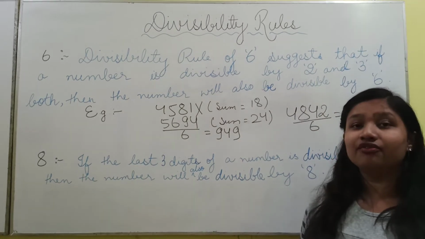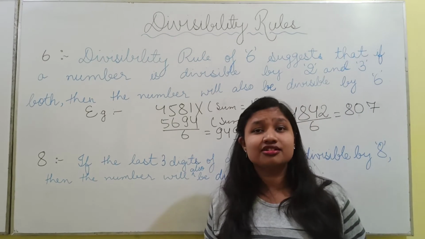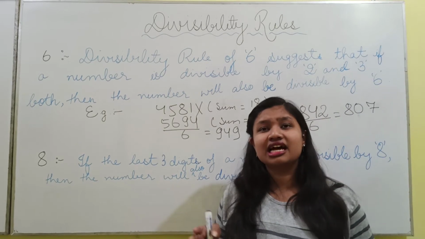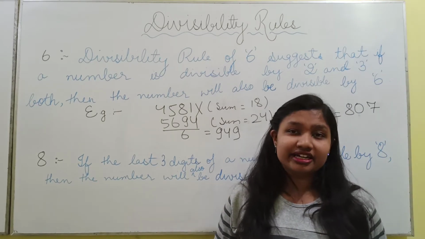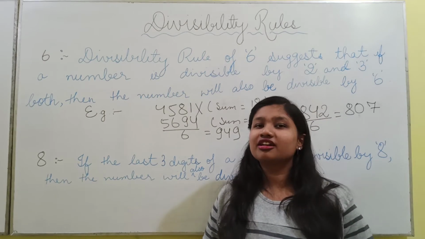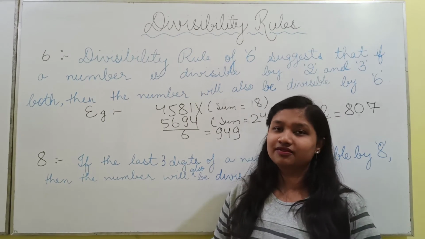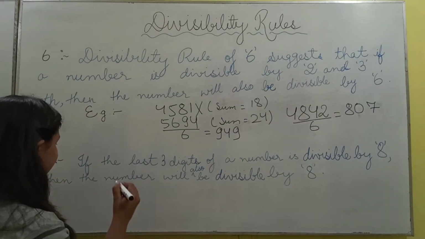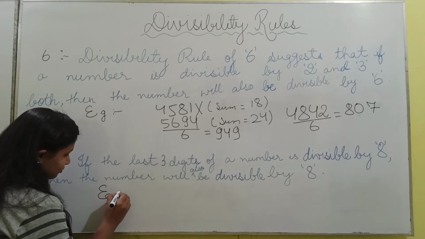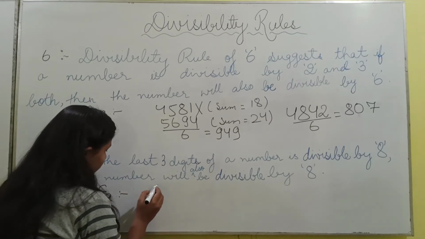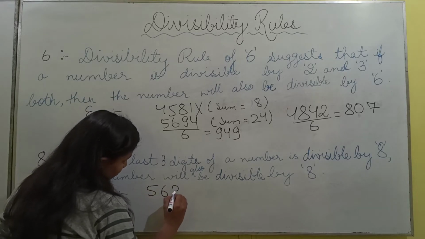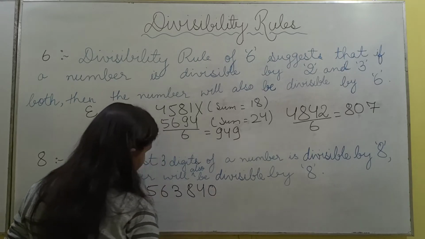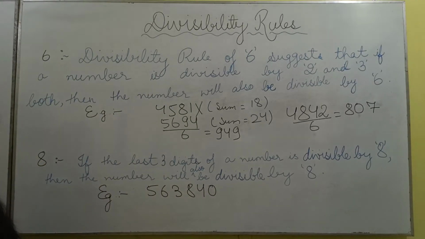But in case of 8, we have to see whether the last 3 digits of a number are divisible by 8 or not, or in other words whether the last 3 digits of a number are a multiple of 8 or not, and then we can confirm whether the whole number will be divisible by 8 or not. Okay. So let's take an example. Okay. So I have taken this example.